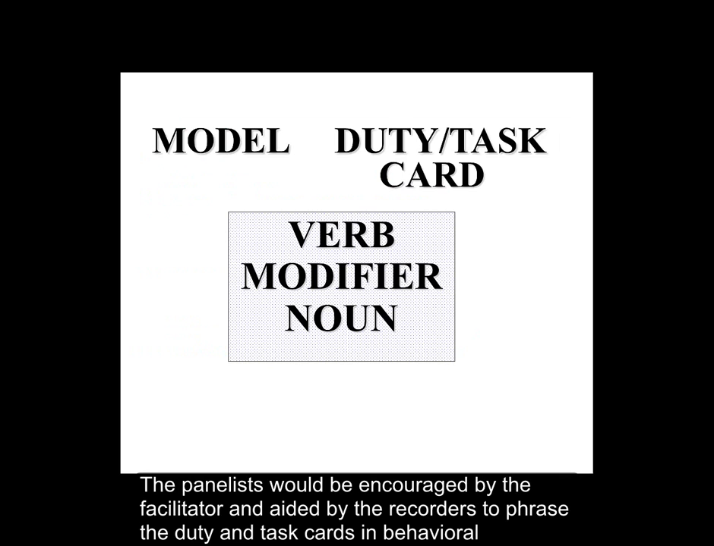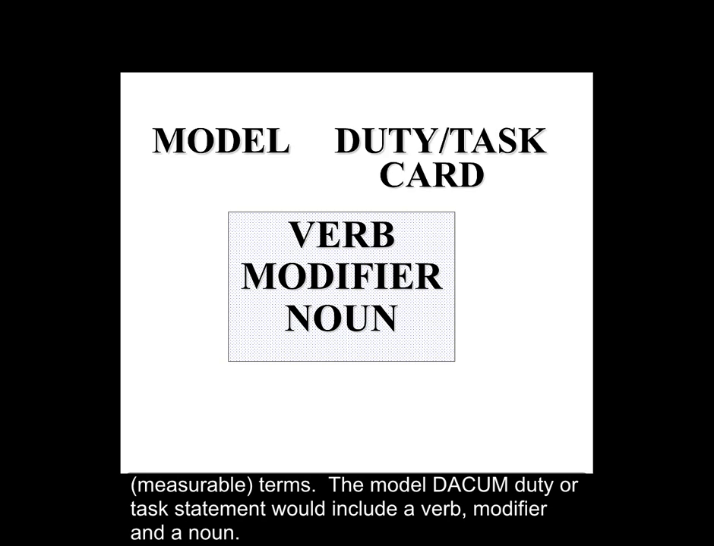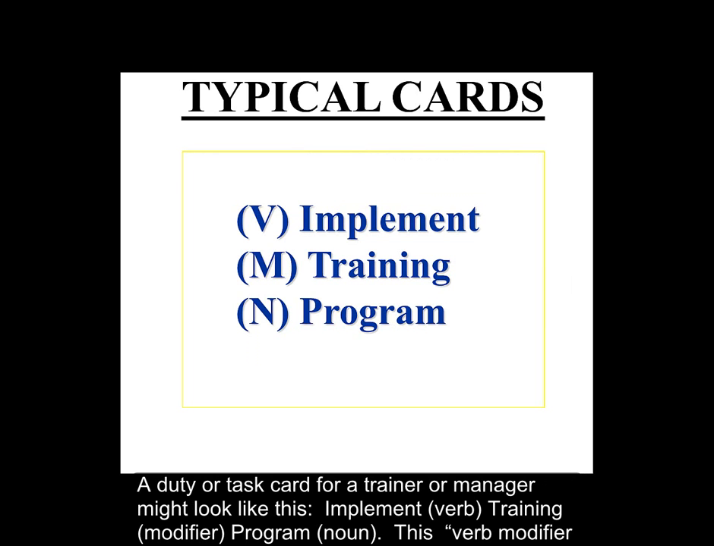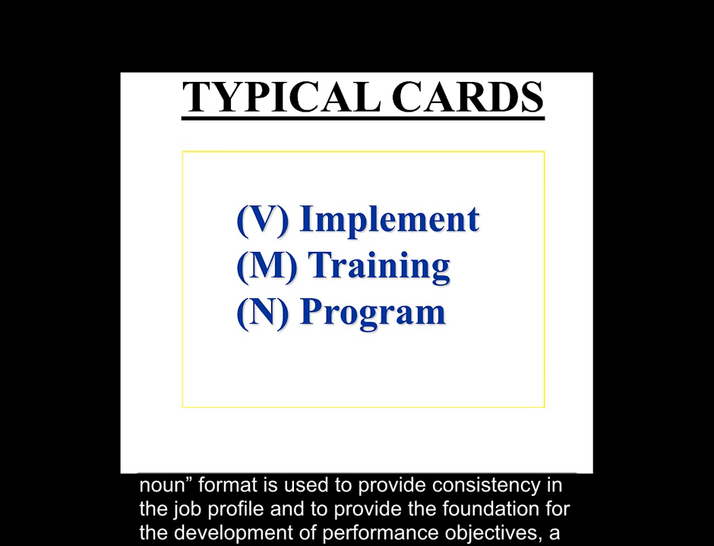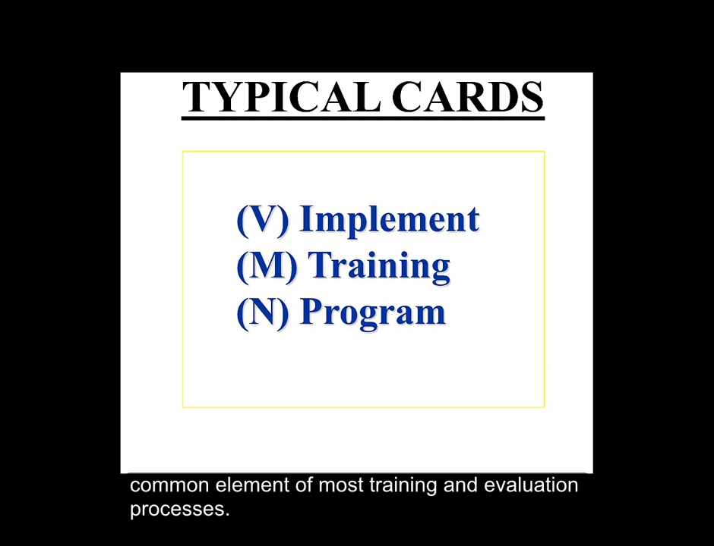The panelists would be encouraged by the facilitator and aided by the recorders to phrase the duty and task cards in behavioral, measurable terms. The model Dacum duty or task statement would include a verb, modifier, and a noun. A duty or task card for a trainer or manager might look like this: implement, verb, training, modifier, program, noun. This verb, modifier, noun format is used to provide consistency in the job profile and to provide the foundation for the development of performance objectives, a common element of most training and evaluation processes.